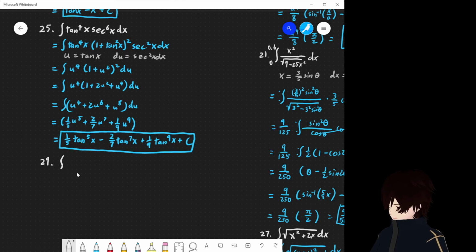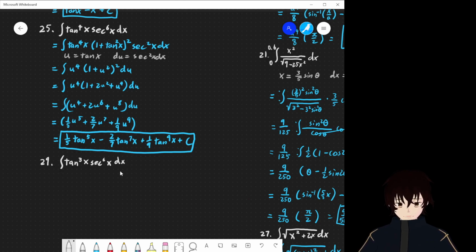29 wants to know the indefinite integral of tangent cubed x times secant to the power 6x dx. Well, isn't this just the exact same problem as the last one? This is basically the exact same problem, except instead of u to the power of 4, we get u to the power of 3.